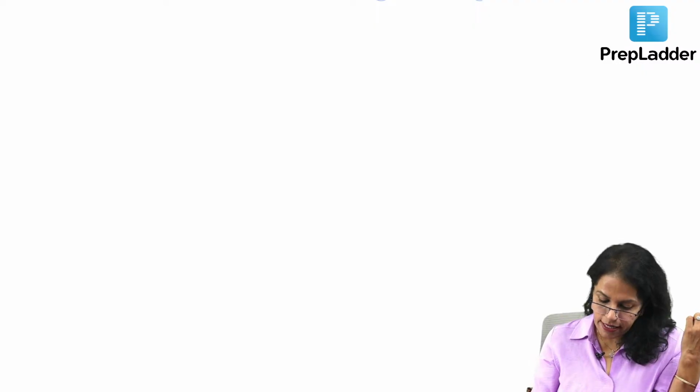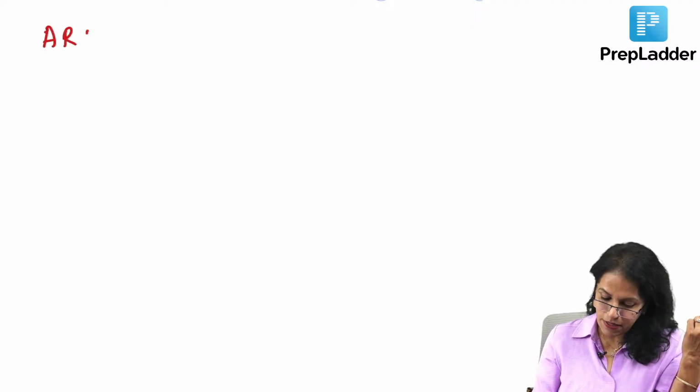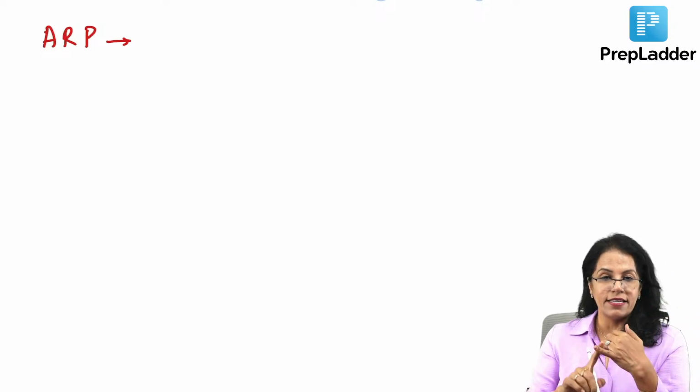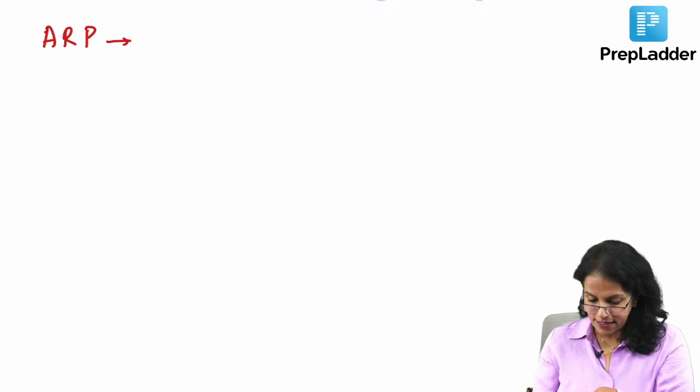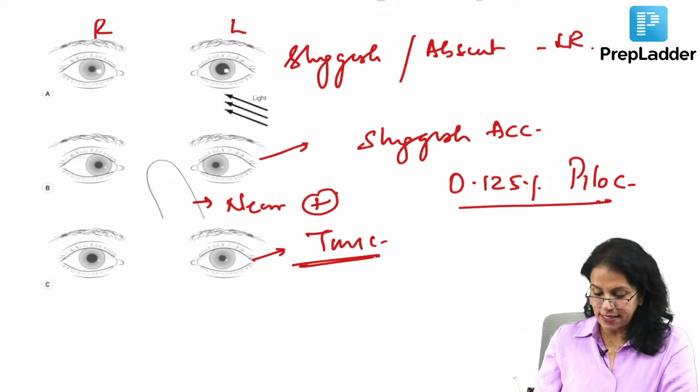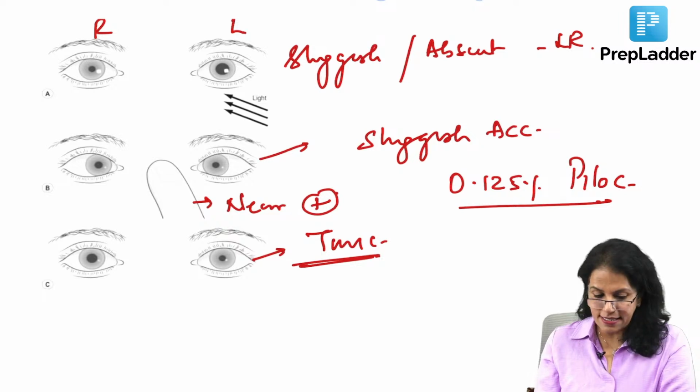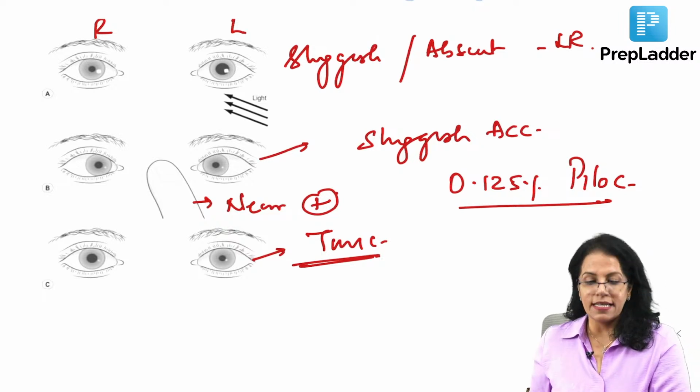Okay, so very quickly, what was your Argyll-Robertson pupil? We all remember? Light reflex absent, near reflex present. Okay, Holmes-Adie is lesion at the, this is lesion at the sympathetic chain, isn't it?